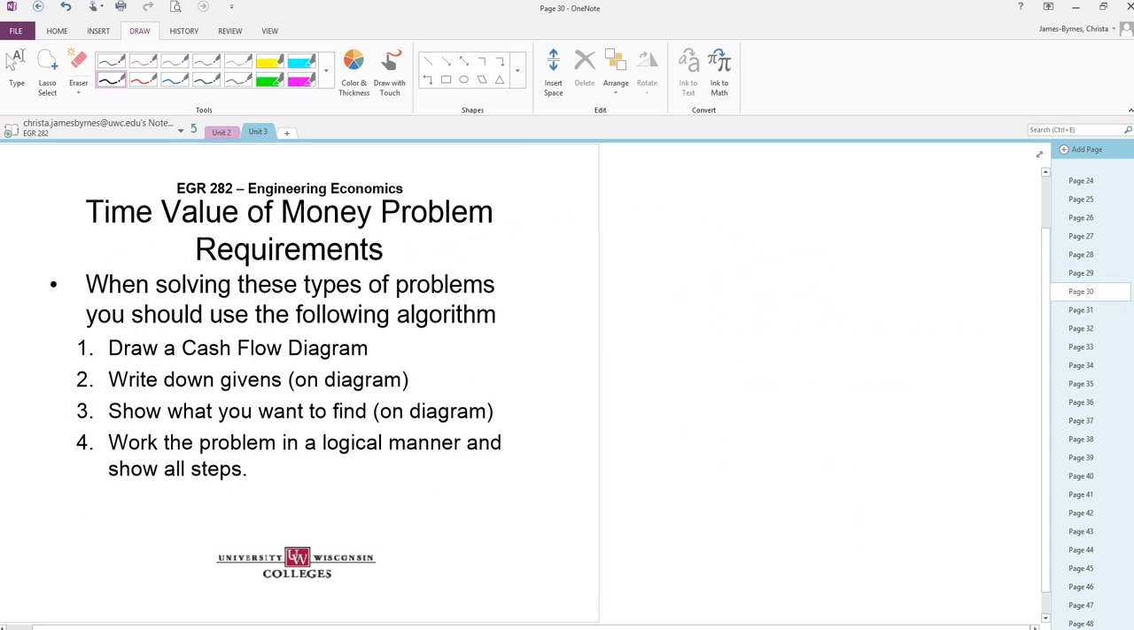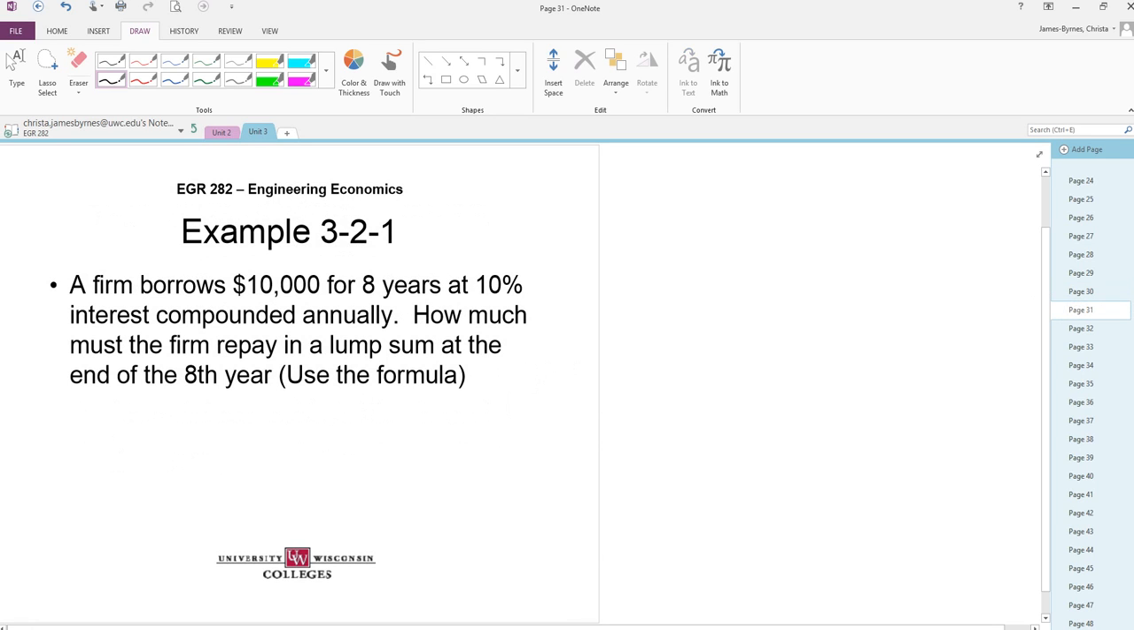So here's how we're going to do these problems. Whenever you see one of these problems, the first thing you do is draw a cash flow. Then you write down the givens on the diagram. You show what you want to find on the diagram. Interpret, plan, execute. All of our interpretation is done on the cash flow diagram. Draw the diagram, what do I have, what I want to find, figure out what you're going to do, and then execute it. So let's go do this example, okay?